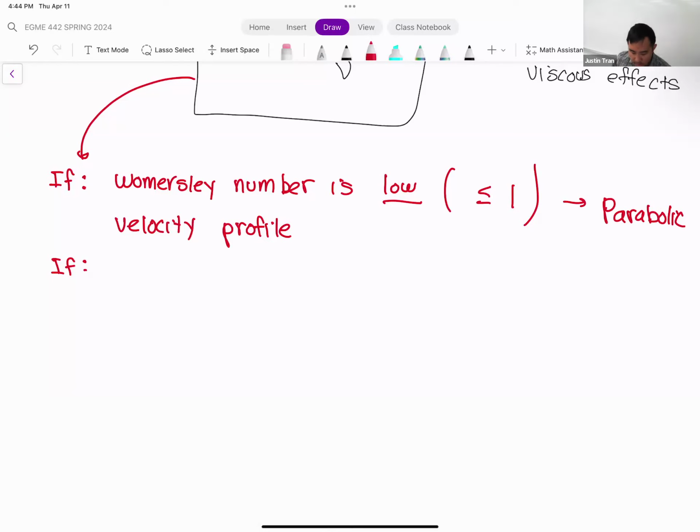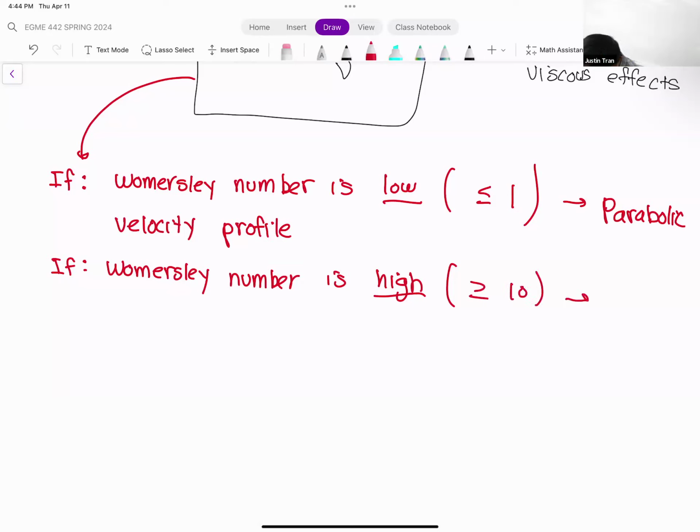The other case, of course, is if the Womersley number is high. Okay. So a high Womersley number would be anything around 10 or higher. And in those situations, the oscillations, the pulsatile effects, are going to be dominating. Okay. And so in those situations, you get a Womersley velocity profile, where the velocity profile can't really keep up with the forcing.